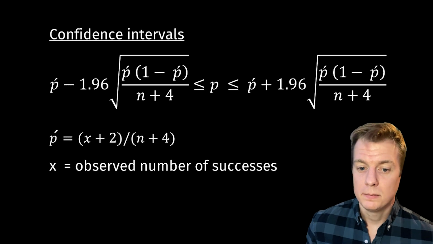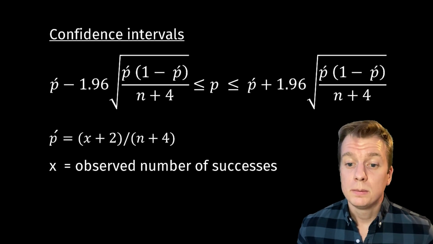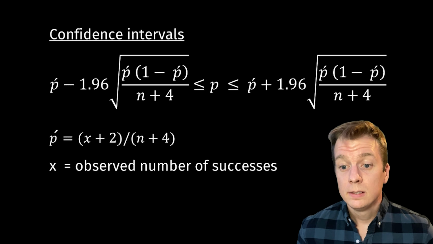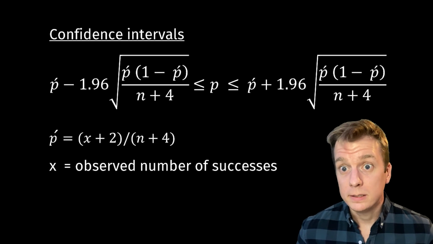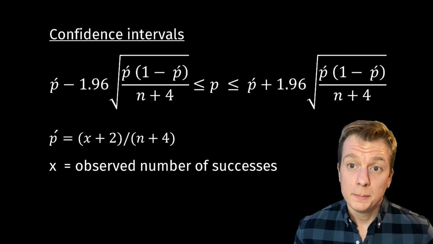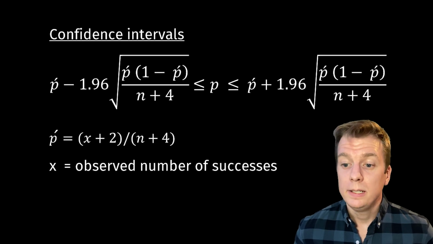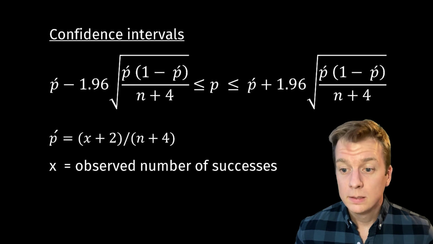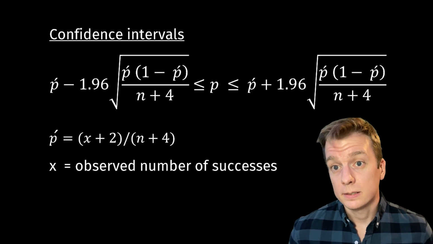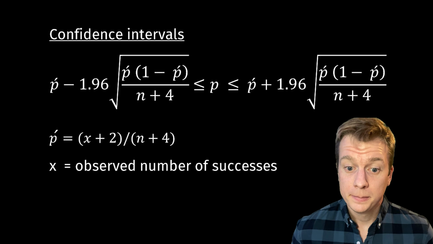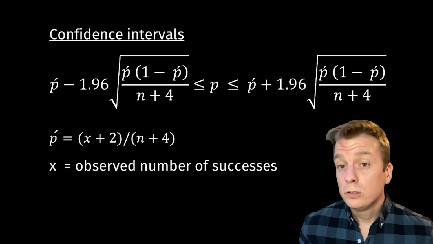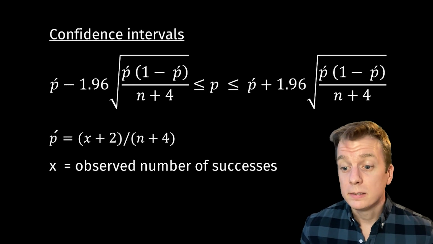So we calculate the confidence intervals by calculating this new probability, which is an accented p, and this accented p minus 1.96 times the square root of the accented p times 1 minus the accented p over n plus 4, and that is the lower limit. And the upper limit is accented p plus 1.96 times the square root of accented p times 1 minus accented p divided by n plus 4. Calculating that accented p is really simple. It's simply x plus 2 divided by n plus 4, where x is the observed number of successes.